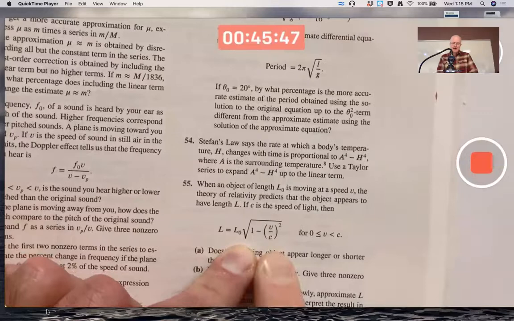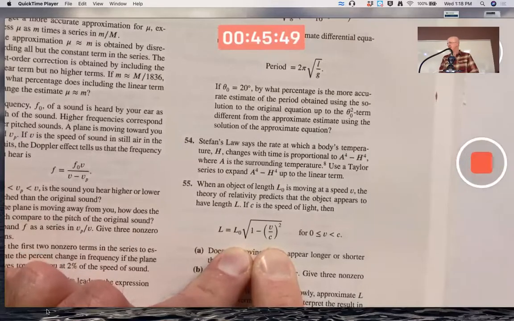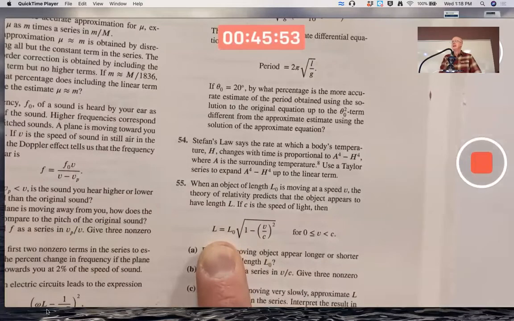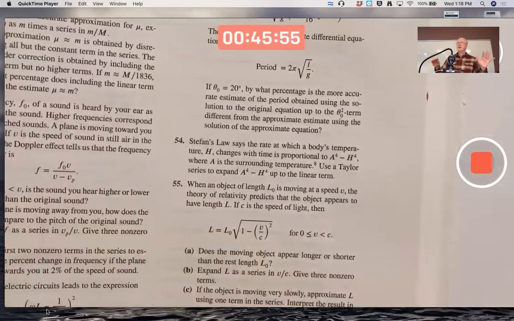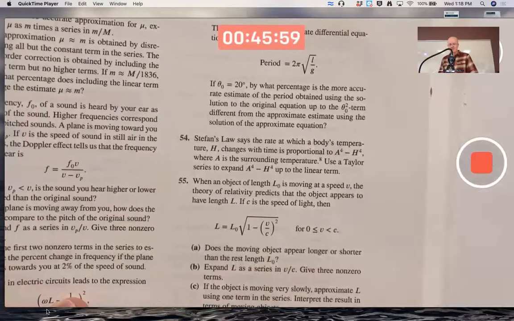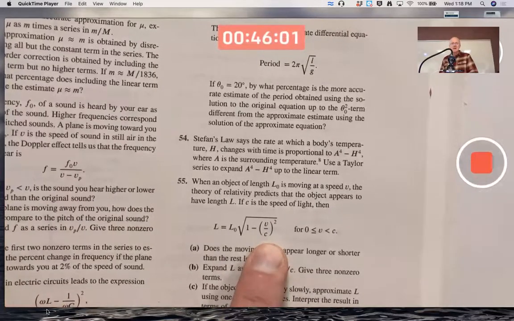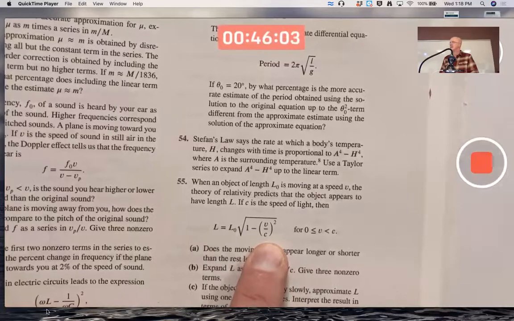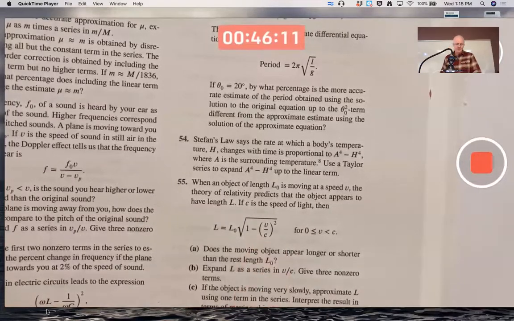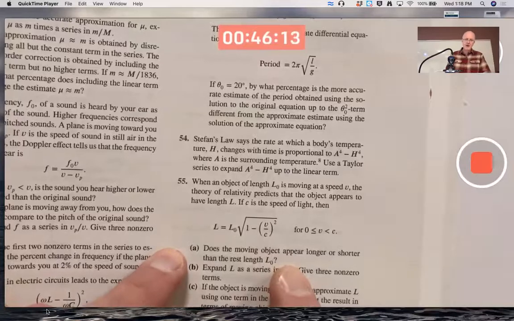Of course, you might wonder what happens if V gets too big, because then you have a square root of a negative number. Does that mean L becomes imaginary? The answer is no. The resolution to that is you can't go past the speed of light. C is the speed of light. So V can't be bigger than C. So you never end up subtracting something bigger than one here. So you can answer part A without doing series.